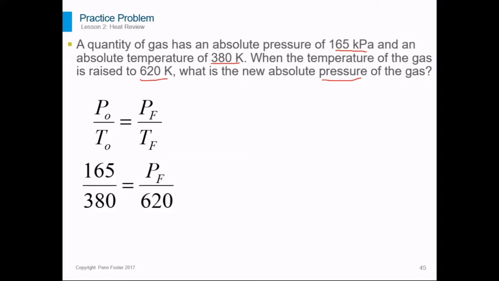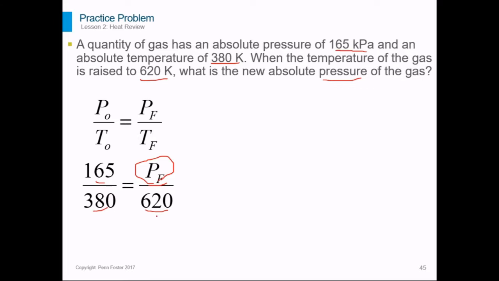So on the left, we have our starting temperature and pressure. Okay, 165 and 380. On the right, we leave this here because this is what we're trying to find. And then we have 620 as our ending temperature. So to solve for this PF, whenever we have a formula set up like this, where we have a fraction equals a fraction, we could cross multiply.